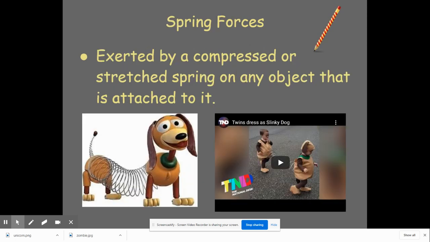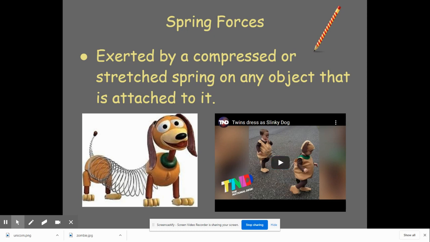Oh my gosh, I just saw this recently and put it in there. I literally just saw this last week. It is the cutest thing. It's these little twins, and maybe it's a Halloween costume or something. I don't know, but they're dressed as Slinky Dog. Anyway, you can press that and watch these two little twins going around.